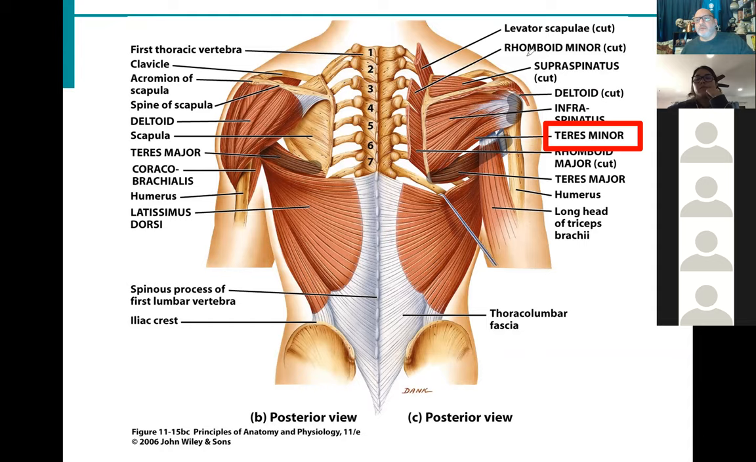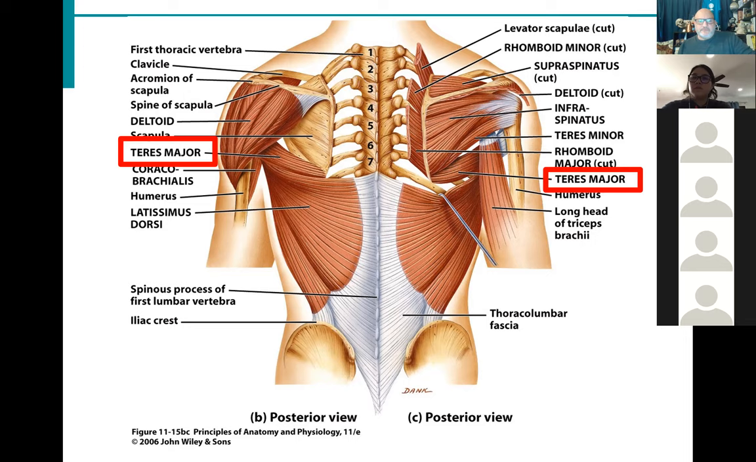But what you are responsible for is the teres minor, and the teres minor is part of the rotator cuff, does come up and connect to the head of the humerus, whereas the teres major does not. But the teres major is a very easy landmark. If you can find that teres major, then it's very easy to find the teres minor, which is right across the gap from it. All right. Questions on that?